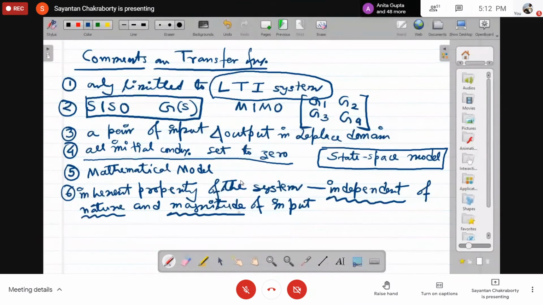If you provide very high input, one situation may occur where the output of a system is so high that it reaches the level of saturation. Then it may behave in a nonlinear fashion. So as soon as you start behaving in a nonlinear fashion, the concept of transfer function will not hold. So as long as the system is in the linear range, the transfer function concept is valid, and the transfer function will be independent of the nature of the input or the magnitude of the input.